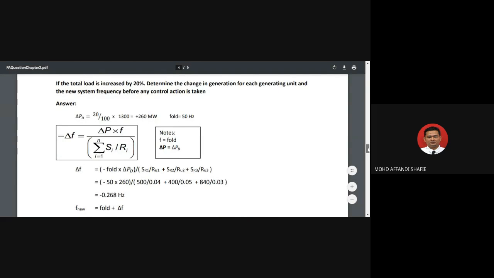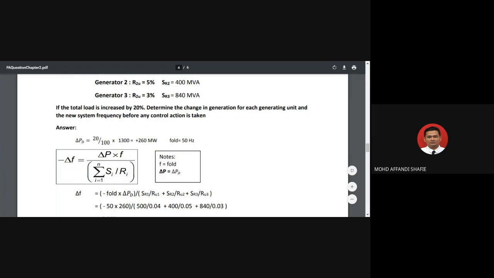Okay, for this one we will apply the formula. Looking at this, F is equal to F all at the steady state, 50 Hz. And then delta P is equal to delta PD. So delta PD is your load change. The load change here is 20% of 1300. So you get plus 260 megawatt. So now your delta PD is positive 260 megawatt.